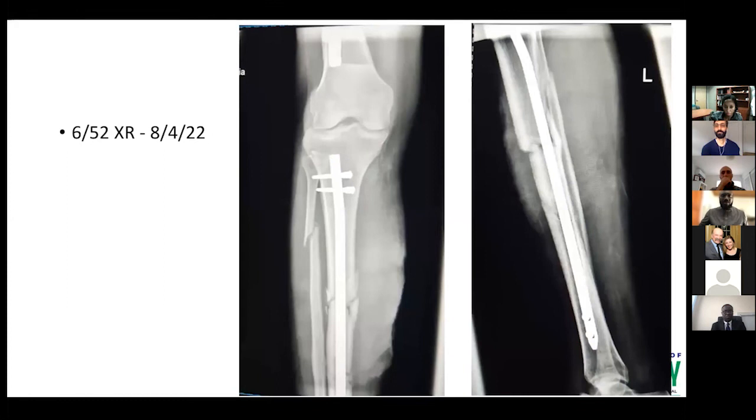These are his most recent x-rays, which were taken yesterday, which show some early callus around the fracture site. And the wound remains much the same as the previous picture. So it appears that the flap is still viable. There are no signs of infection. There seems to be some early healing, and he's weight bearing through the leg. So that's our case.